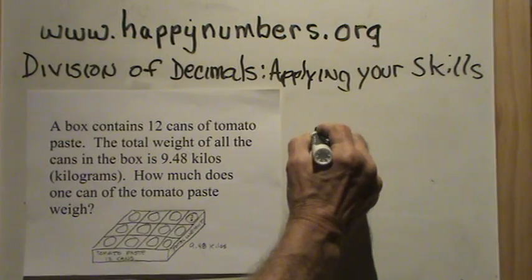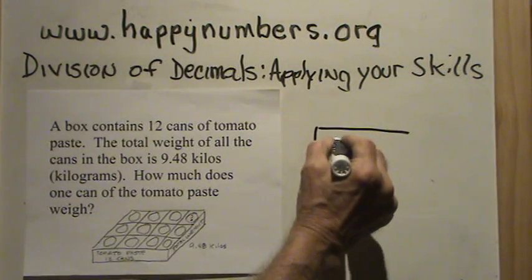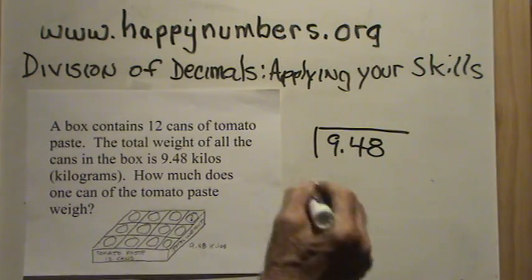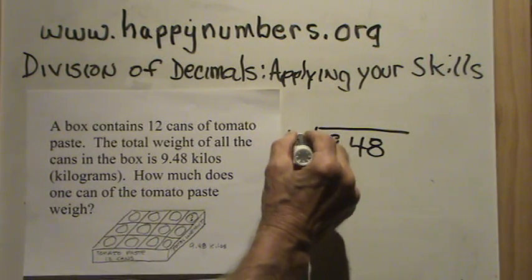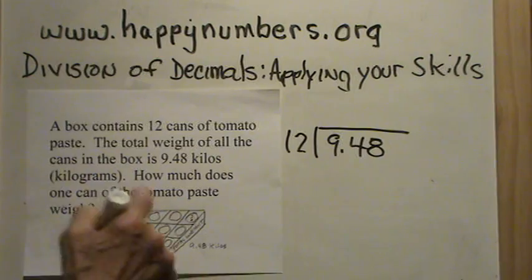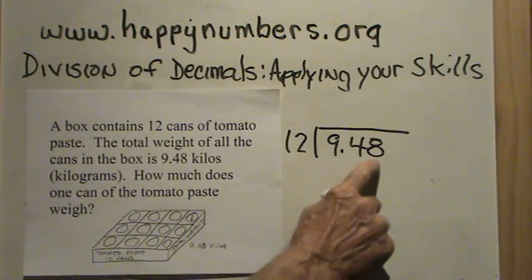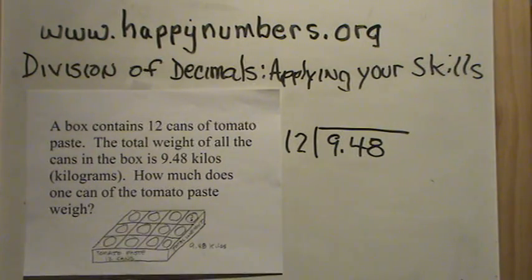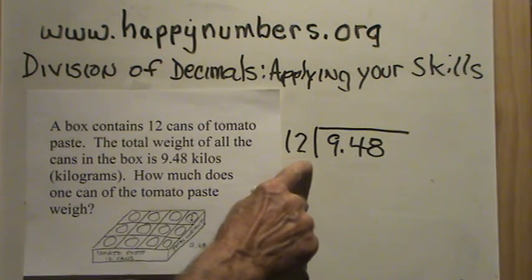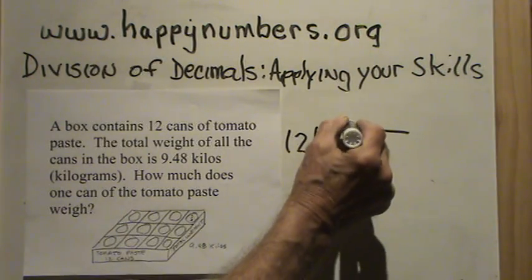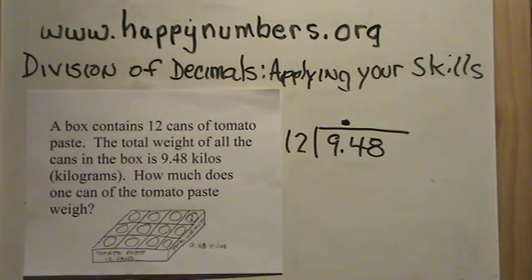We're going to divide 9.48 kilos divided by 12. If we divide that by 12, it'll tell us what one can weighs. So I have a whole number divided into a decimal. Well, I know since this is a whole number, I don't have to move anything around, so this can just stay the way it is. Put my decimal point here, and now I do my division.